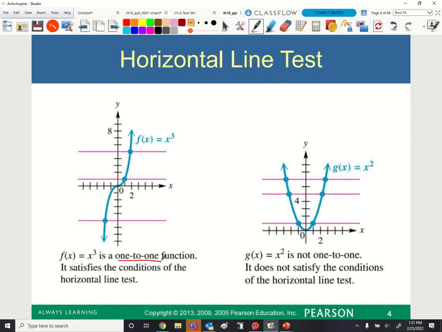This one, x squared, I could draw a horizontal line in multiple places and cross my line twice, right? So because of that, this one is not 1 to 1. Okay, that's what you need to know. That has to do with inverses. I think there's like one question on the test that has something to do with this. You just have to remember that.